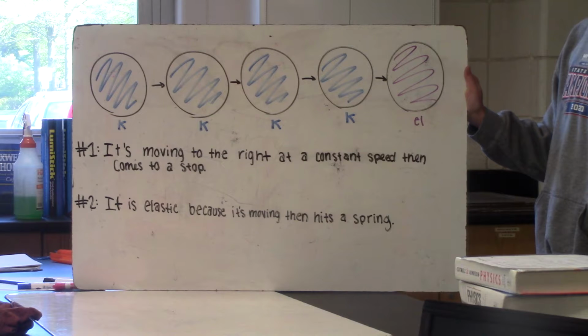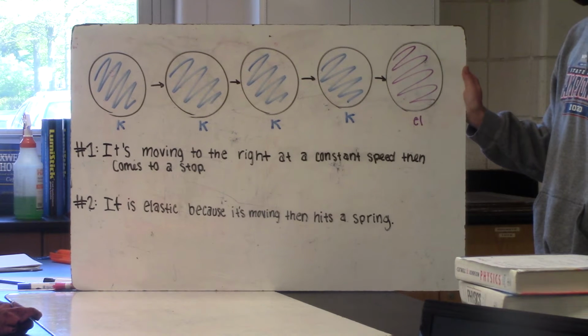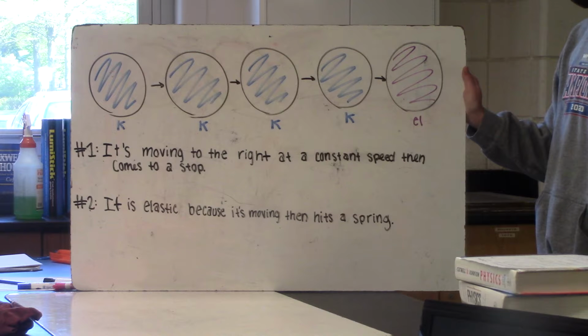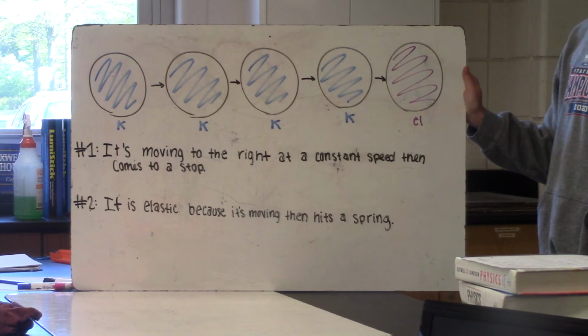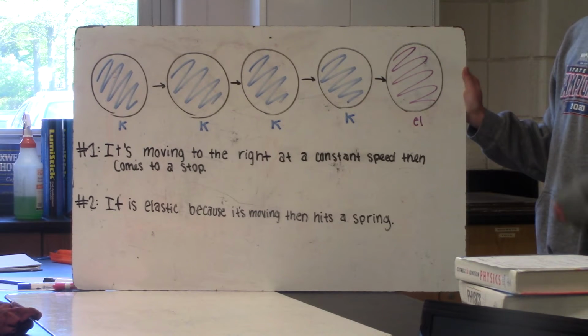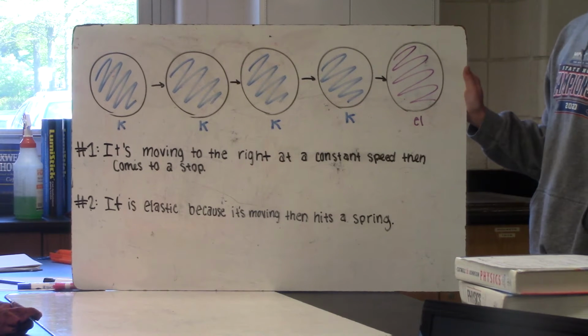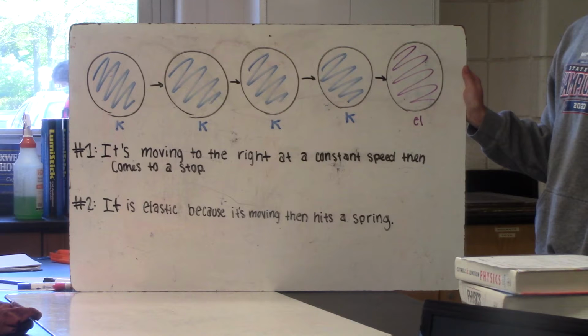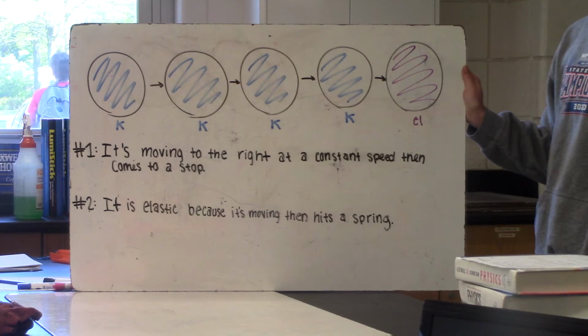Number 2 says, suggest a scenario, and then fill in the unlabeled portions. So what did you guys suggest? So it was elastic because it's moving and it's a spring. This is a great suggestion, right? Think about a block that's moving at a constant speed that encounters a spring, and the spring brings it to a stop. Is that reasonable here?